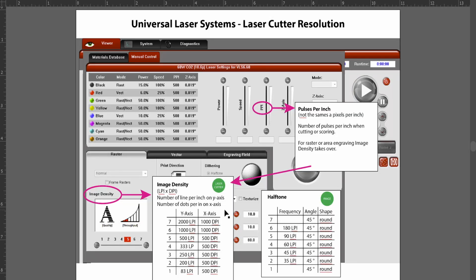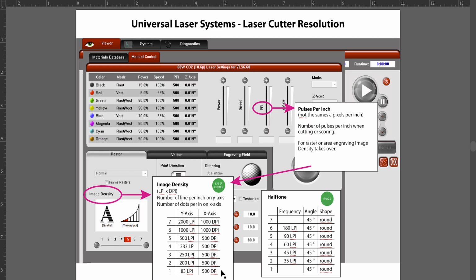So the confusing thing with Universal is that the y-axis number and the x-axis number are not always the same. So we can see here that a 2000 lines per inch top image density on the y-axis only has 1000 dots per inch on the x-axis. And when we get all the way down here to the lowest resolution, we have 83 lines per inch, but we still have 500 dots per inch.